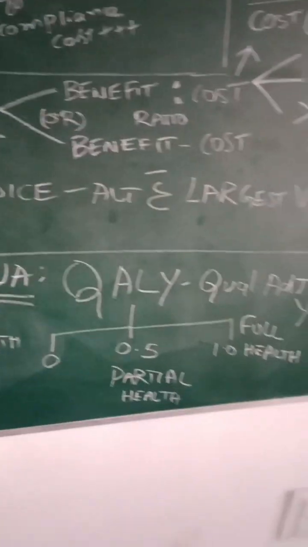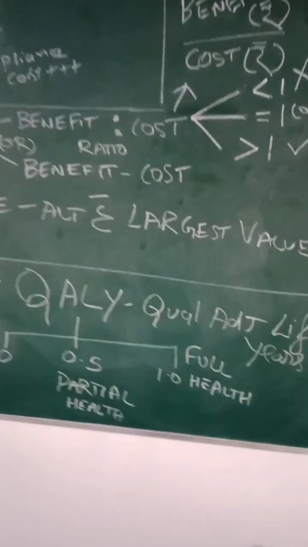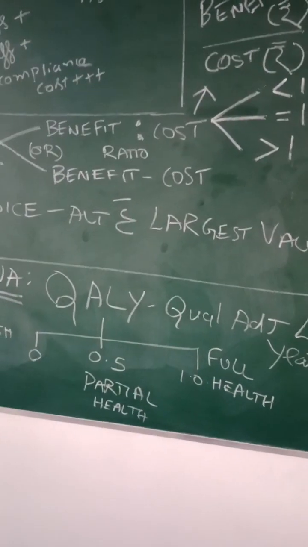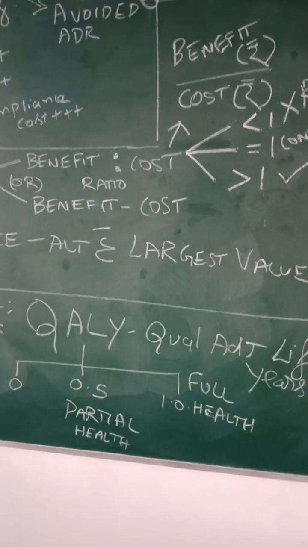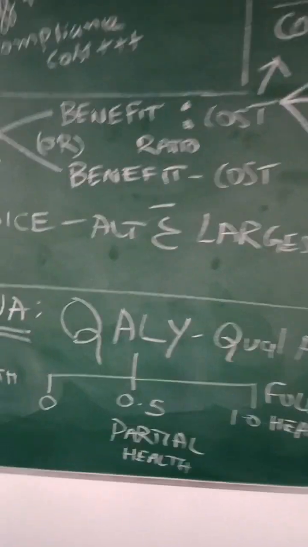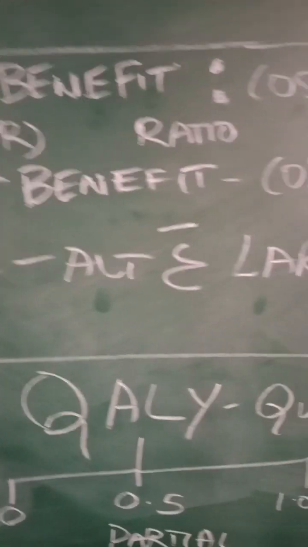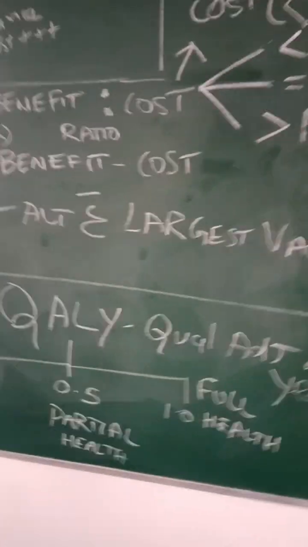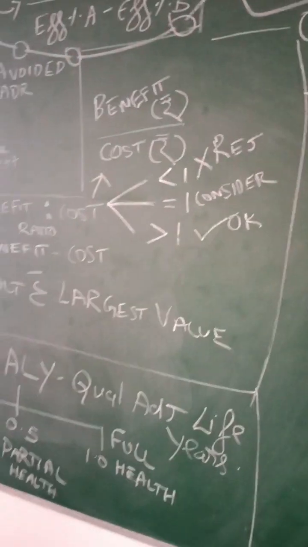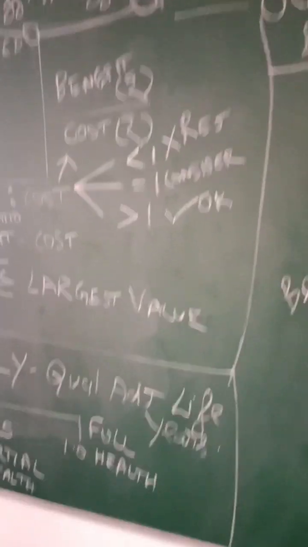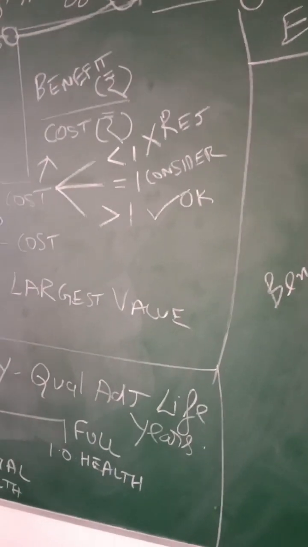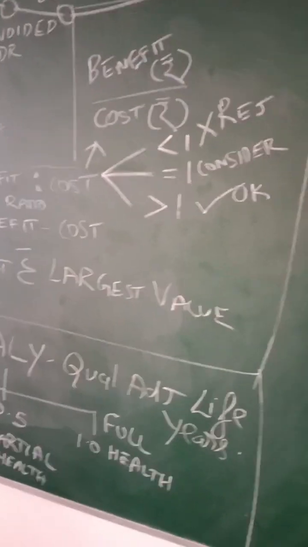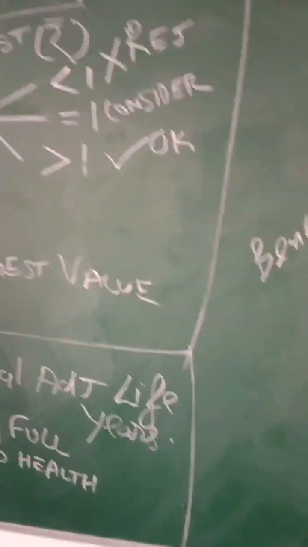The last one is the CUA, cost utility analysis, where the quality adjusted life years are compared, checked for a particular cost or for a particular therapy. So it is going to be 0 if there is death, it is going to be 0.5 if it is partial health, and it is going to be full health if it is 1. Meaning, 1 QALY means 1 full health year, and 3 years of partial health is 1.5, because 3 into 0.5 gives you 1.5.